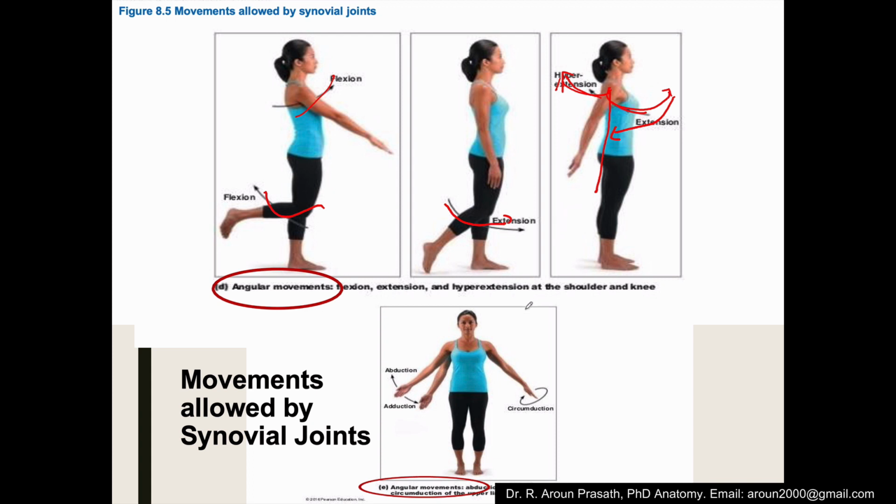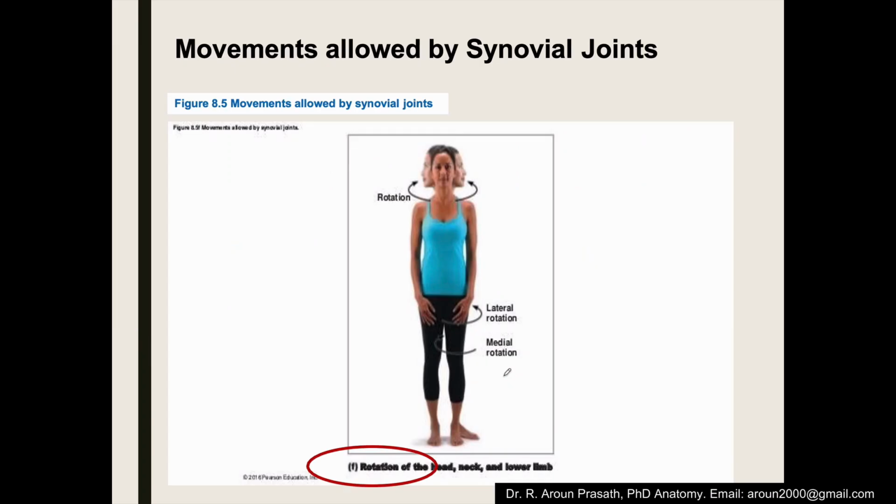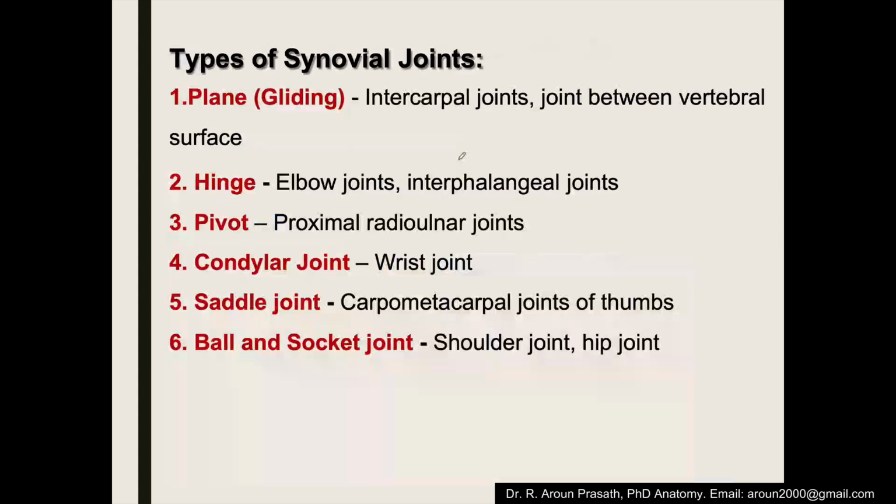Then abduction. This is the midline. If the arm or leg is going away from the midline, we call it abduction. When it is coming towards the midline, we call it adduction. When you rotate the hand, we call that movement circumduction. The other rotation movement is, for example, the pivot joint: the atlantoaxial joint can allow rotation to the right side and left side, so this movement is called rotation.